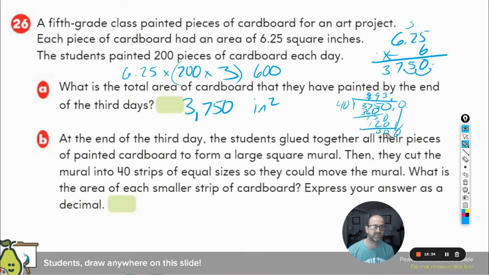40 goes into 300. 7 times 40 is 280. Oh, I'm going to get a 20. Bring down the 0. 40 goes into 200. 5 times. 5 times 40 is 200. I know you can't see it, and I get 0. And you get 93.75 inches squared.